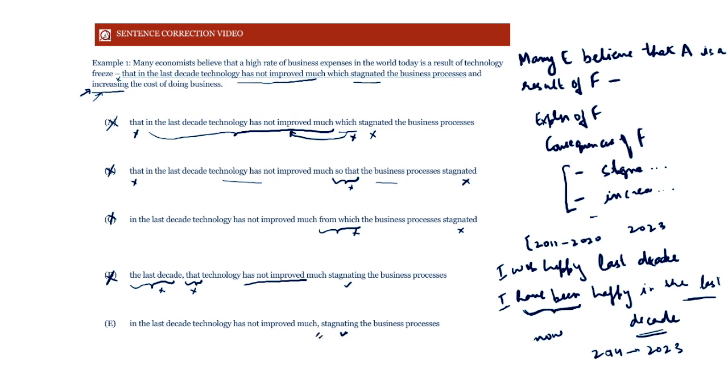In the last decade, technology has not improved much. So this is an entire clause and it starts with a modifying prepositional phrase, in the last decade. Now, normally when we write a sentence like this, we do put a comma over here: in the last decade, comma, technology has not improved much. But then GMAT isn't really very particular about it, so we don't need to worry about it. So this sentence is correct and our answer is E.